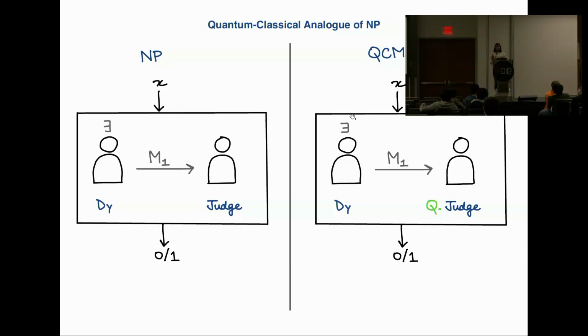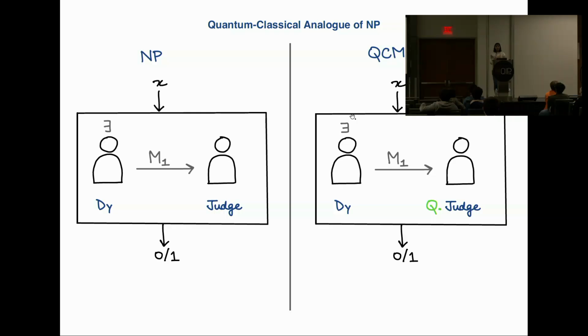Now, if we want to define a quantum analog, there are two things that we can make quantum. One, we can replace the judge with a quantum judge. Two, we can replace the message with a quantum message. For this talk, we'll let the message remain classical, and we'll replace the classical judge with a quantum judge, which gives us the complexity class QCMA, or quantum classical Merlin-Arthur.